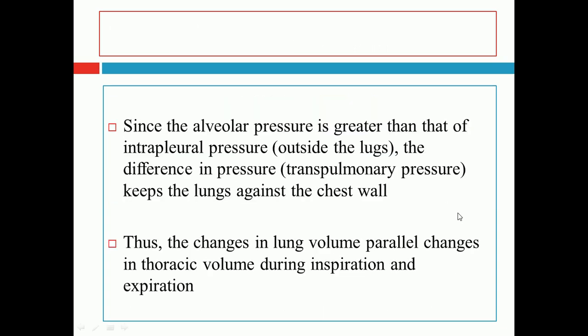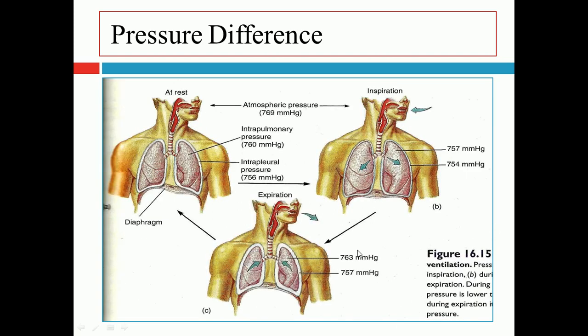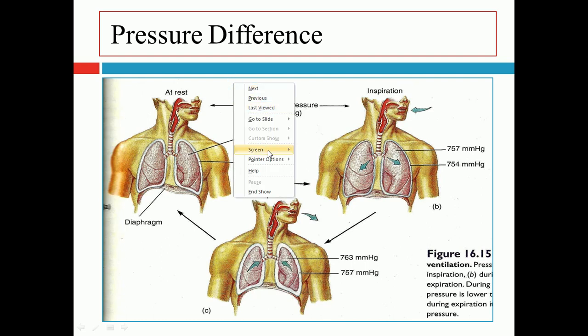Since the alveolar pressure is greater than the intrapleural pressure, that is outside of the lungs, the difference in pressure, which is the transpulmonary pressure here, keeps the lungs against the chest wall. Thus, the changes in lung volume parallel changes in thoracic volume during inspiration and expiration. So what is that? Simple. Here, the values are from Fox, but Guyton actually says 760 millimeter of mercury, so we will take up to that.